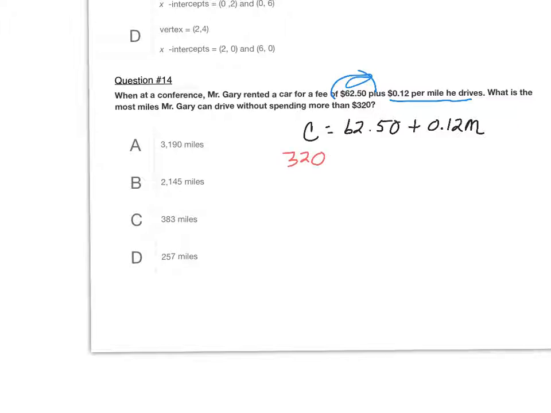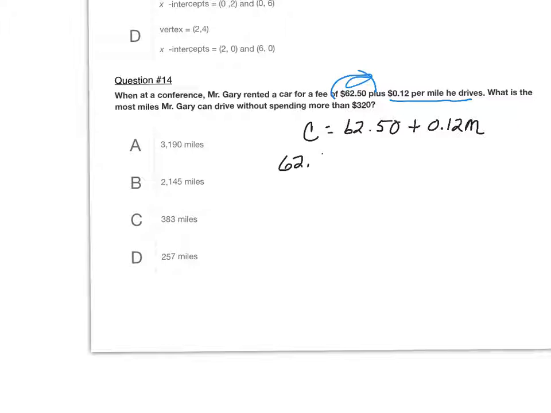So the cost has to be less than or equal to, I'm reading from left to right, cost has to be less than or equal to $62.50 plus, well, okay, no. I want to do this the other direction. I don't like the way I wrote that because we're going to have the inequality sign wrong. So let's think about it this way. Let's flip the equation around. I'm going to flip it backwards.